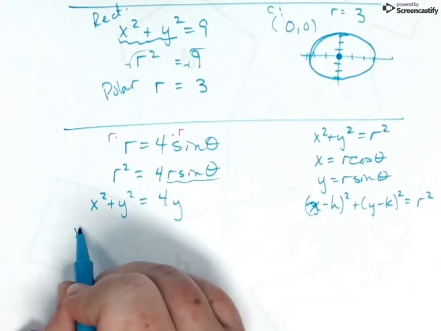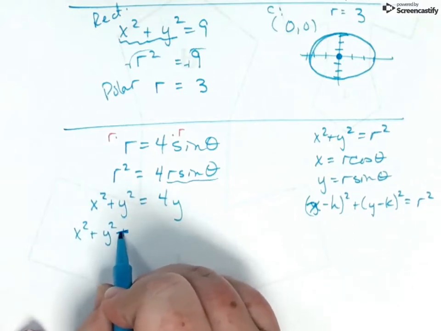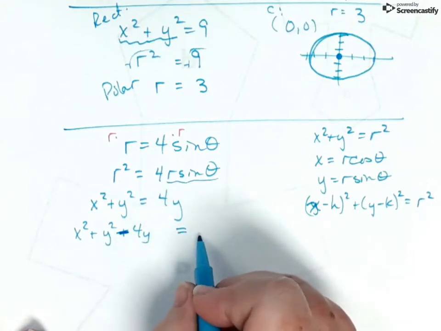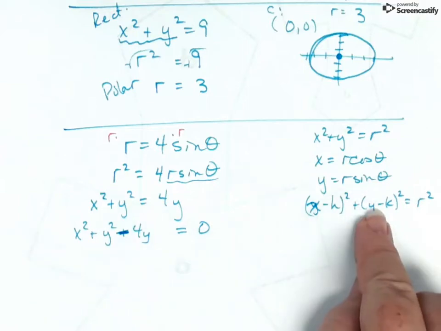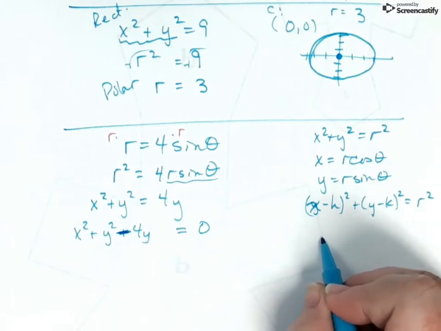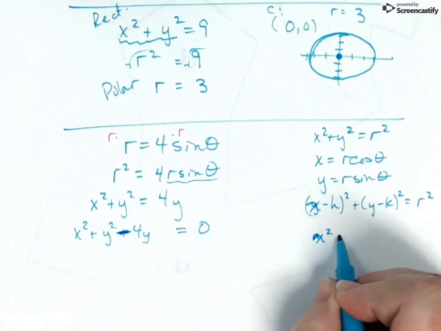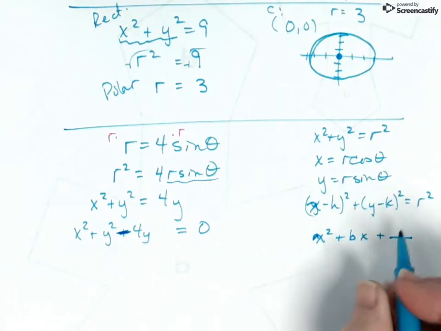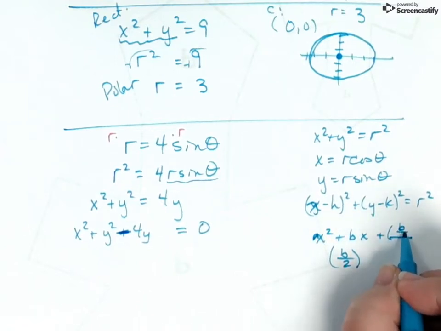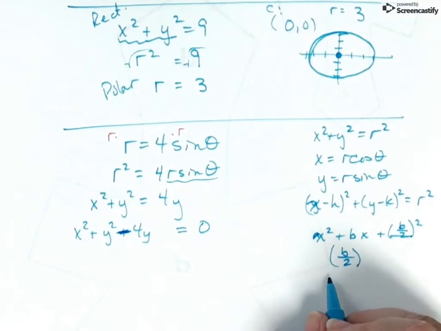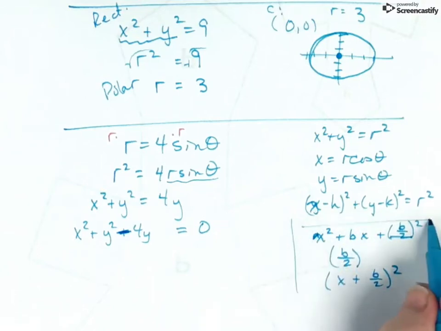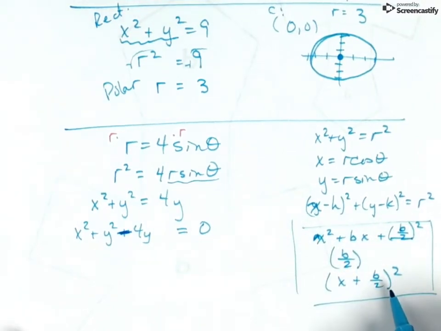So I'm going to move everything over. x squared plus y squared minus 4y, and I'm going to leave room, and I'll explain in a second, equals 0. Now, to be in this form, this has to be a perfect square. If you don't remember, perfect squares are found: you have x squared plus bx plus some number. If you take b and cut it in half, and you square it, that's completing the square. And you can then write that as x plus b over 2 all squared. So this is back from Algebra 2. This is just a fast review of completing the square.